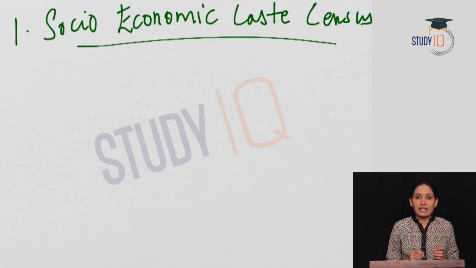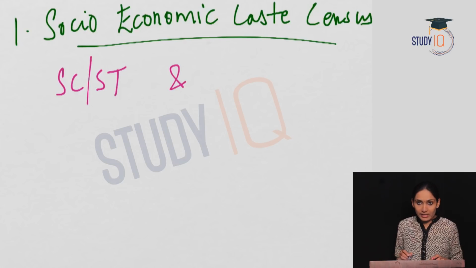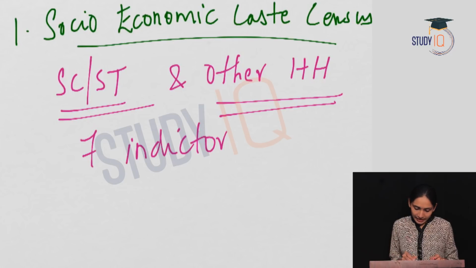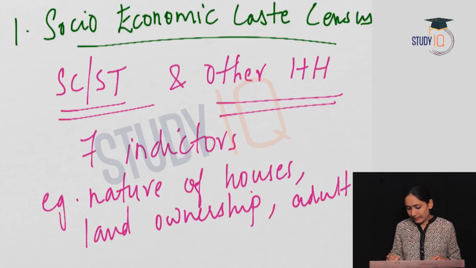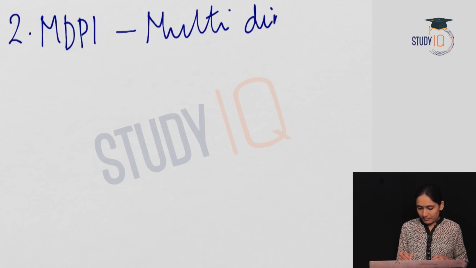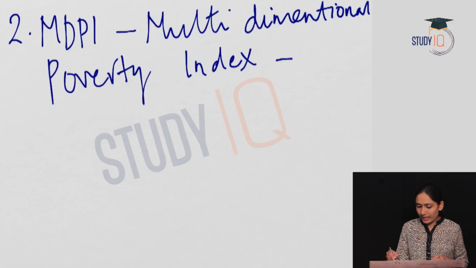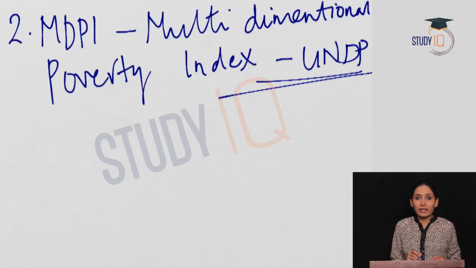Under the socio-economic caste census, the census is taken for the scheduled caste, scheduled tribe population and other households separately. These are based on 7 indicators which include nature of houses, land ownership, adult literacy, etc. The second method of alternate poverty estimation is the multi-dimensional poverty index. This is estimated by the UNDP, United Nations Development Program. Under the UNDP's multi-dimensional poverty index, 10 indicators are used in order to estimate the poverty level.